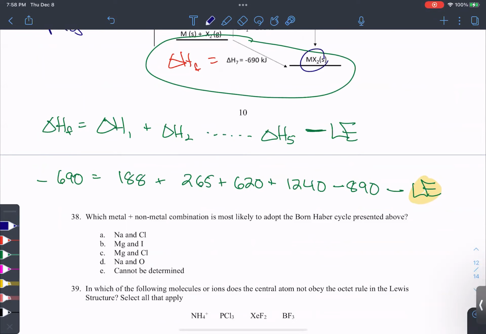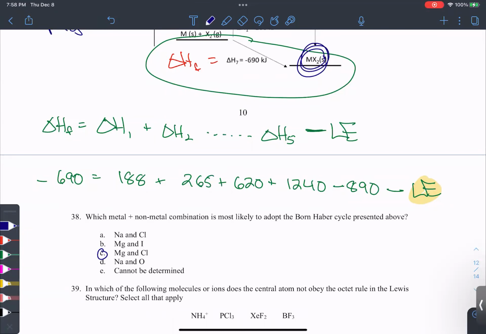So look at the solid. Which one? See? Okay. Do you see how I got that? Basically, I just looked at what element would adopt that ratio of atoms. Yeah, so I'm looking for Mg2+ and Cl-. Will give us that ratio.